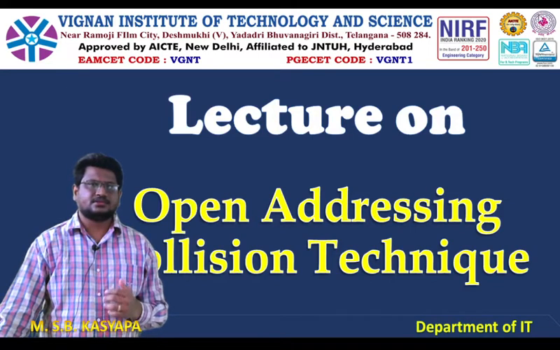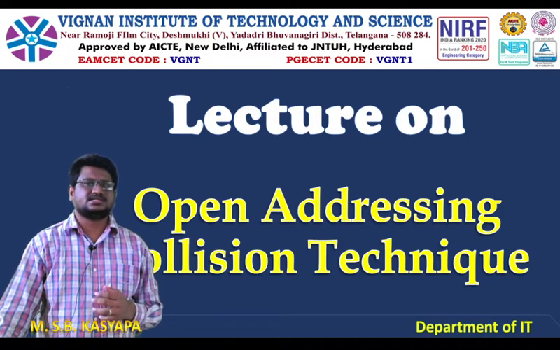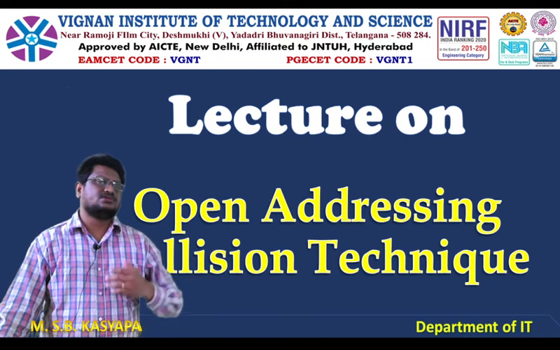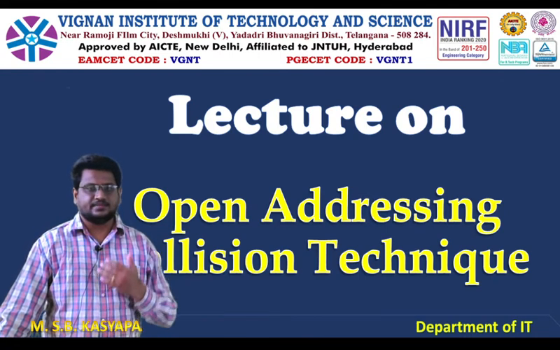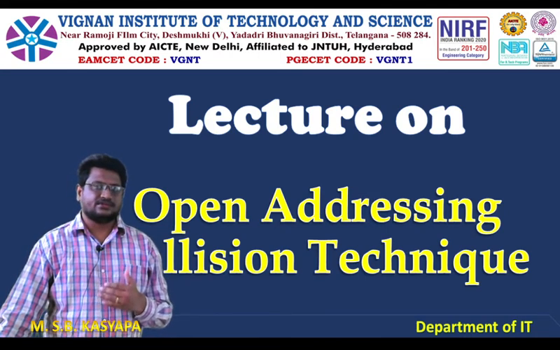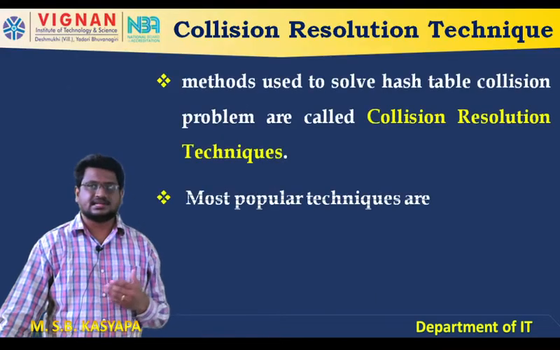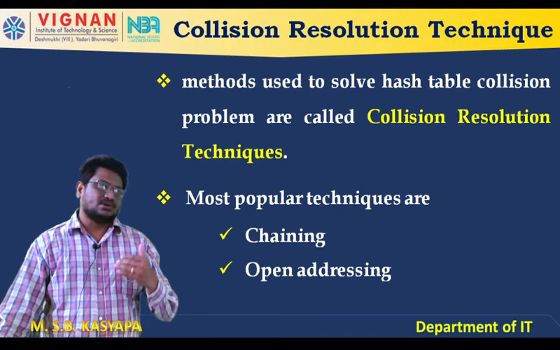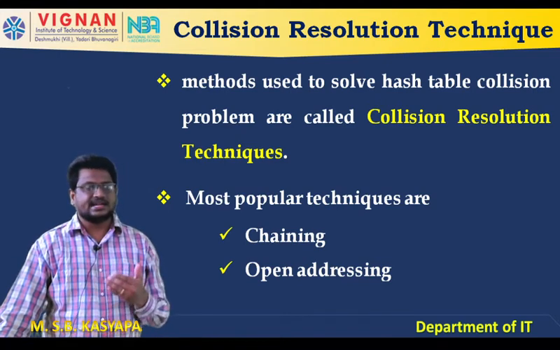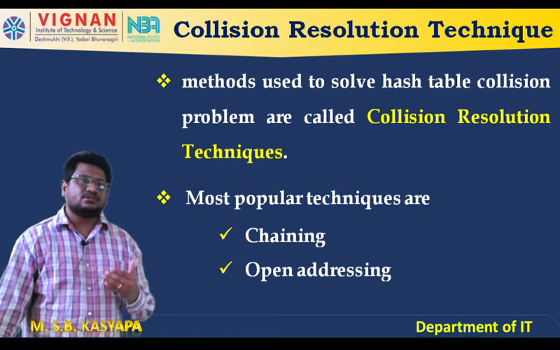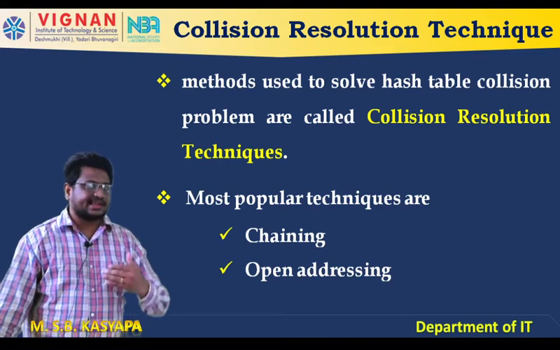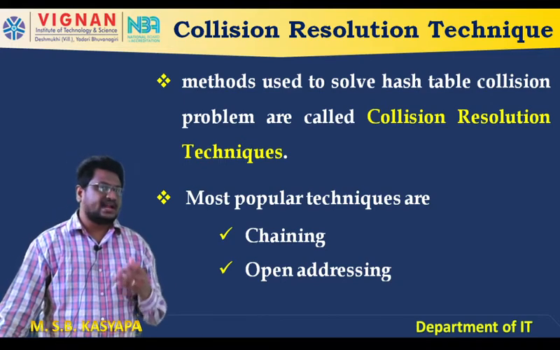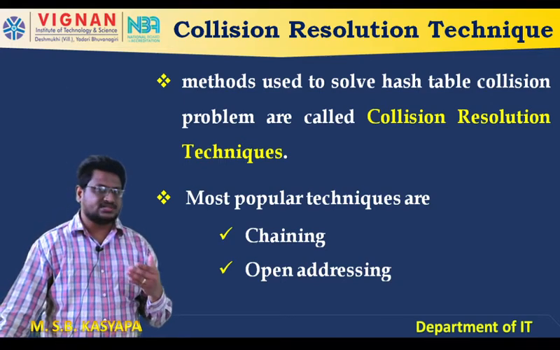Welcome everyone. Today we are going to discuss one of the collision resolution techniques, that is open addressing. First, let us review the last class. In the last class we discussed what a collision is. In a hash table, if more than one value or key wants to be stored at the same address, then a collision happens.